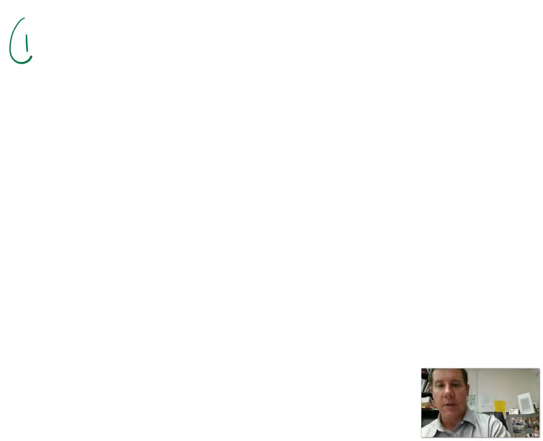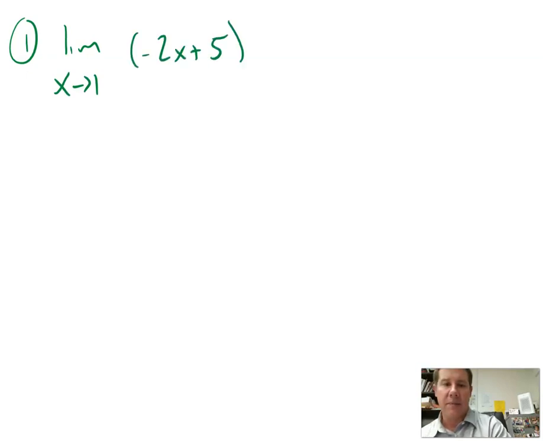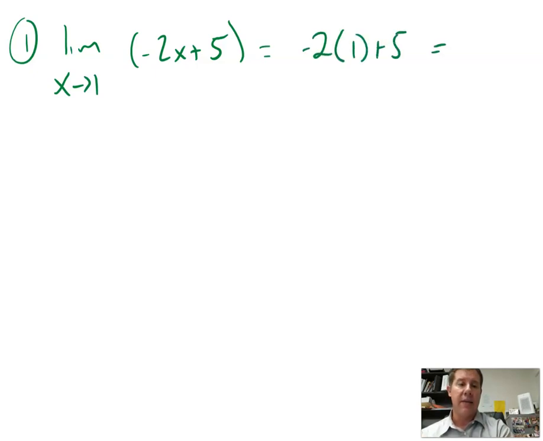So, problem number 1. The limit as x approaches 1 of negative 2x plus 5. We said if we were going to evaluate this limit, the very first thing we should try to do each and every time is to, you got it, plug in. So negative 2 times 1 plus 5, hey, that gives me 3. Okay? So the limit as x approaches 1 in this case would be 3. If we evaluate like this, we know that that's going to make that two-sided limit be true. All right?